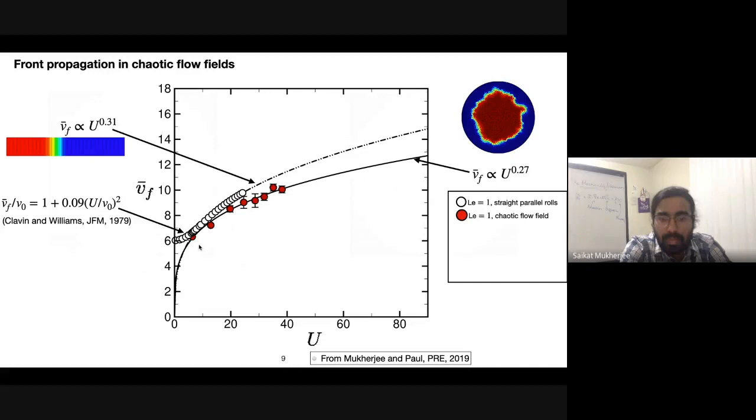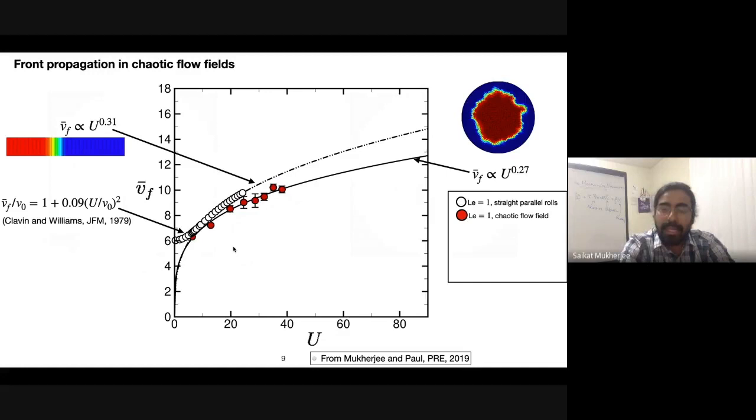So for chaotic flow fields, the interesting takeaway is that the fronts in chaotic flow fields are actually slower than the respective fronts in the straight parallel rolls. So the white dots are actually faster than the red dots. And so that is very interesting.